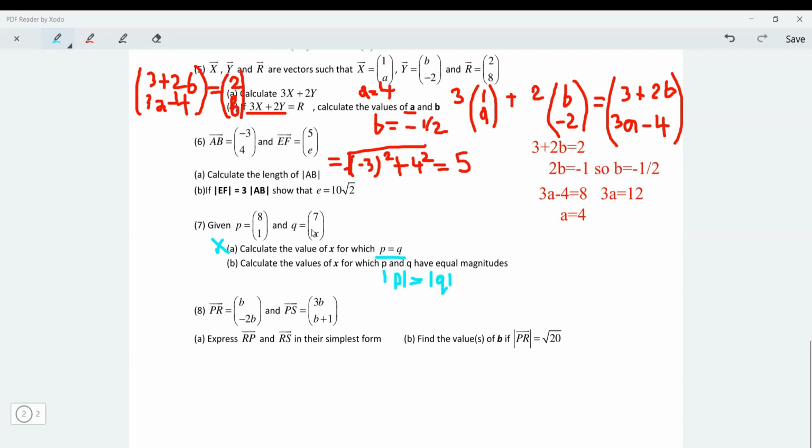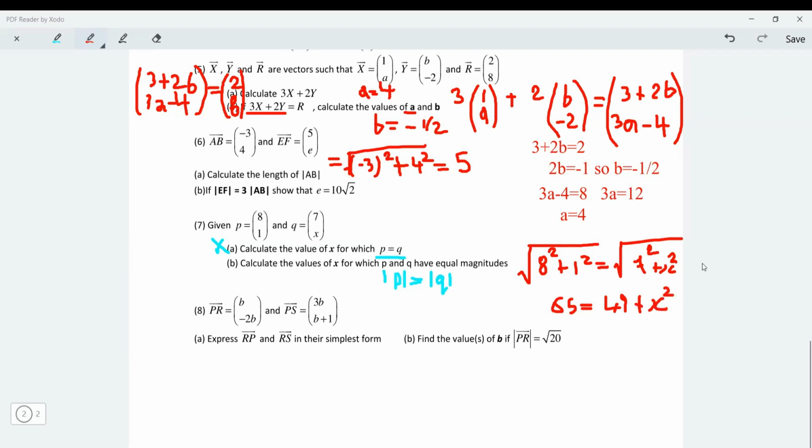If their magnitudes are the same, then we know that the magnitude of P is the square root of 8 squared plus 1 squared, and that must be equal to the magnitude of Q, which is the square root of 7 squared plus X squared. Now we can get rid of the square root, and what we end up with is 8 squared plus 1 is 65, and that's equal to 49 plus X squared.